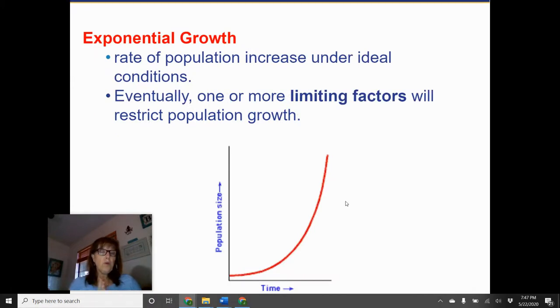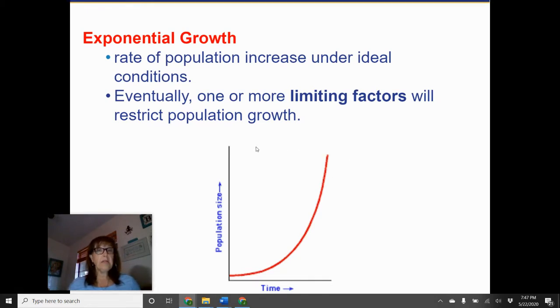All right, when we talk about an exponential growth rate, we are talking about a situation in which the population is doubling over time. In this case, the rate of the population is increasing under ideal conditions. It is, again, doubling over a period of time. What will happen in most populations is it will eventually reach what is called carrying capacity.